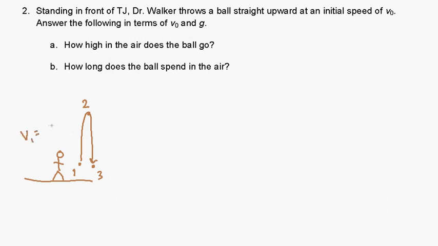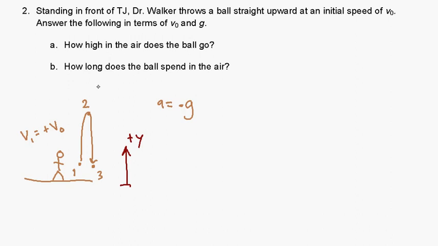So v1 is its velocity at point 1, well, actually before we can define that, we need to establish a coordinate system. So I'm going to go with up being positive y. It's a commonly done thing. And that means that the acceleration throughout this whole thing is going to have a magnitude of g, but in the negative direction, right? So v1 is going to be positive and equal to that initial speed of v naught, okay?